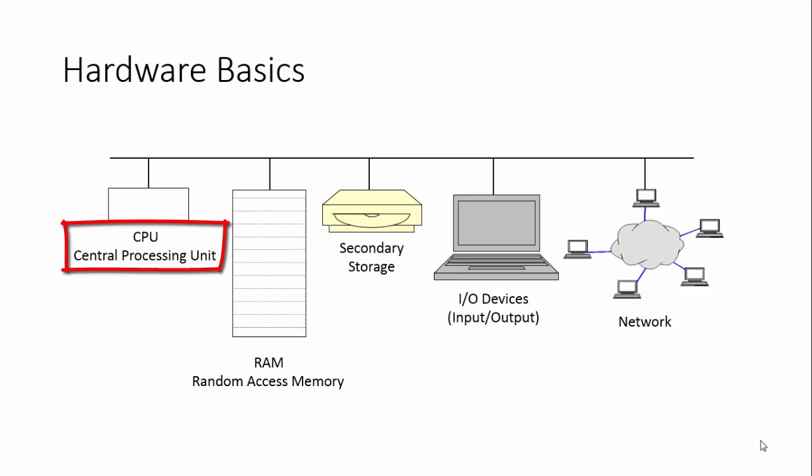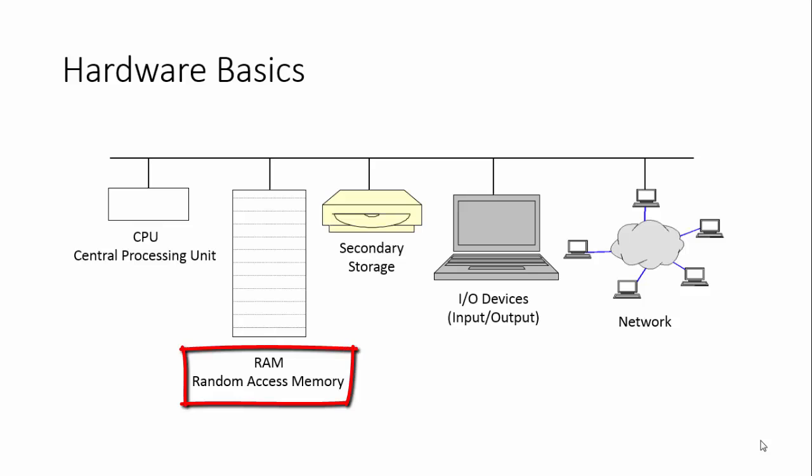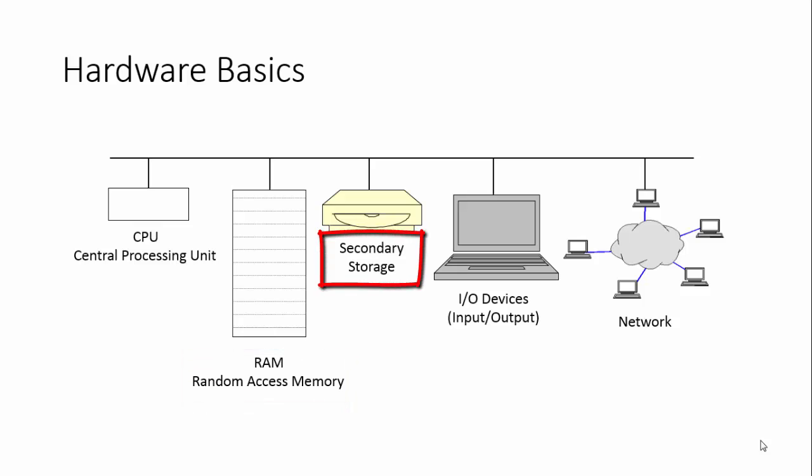This is the brain of the computer. This is the area where all the instructions are executed when you run software. When you run software, the instructions are loaded into a place called RAM, or Random Access Memory. To permanently store software onto your computer, you put it onto something called a secondary storage device. This can include your hard drive, maybe a flash drive.